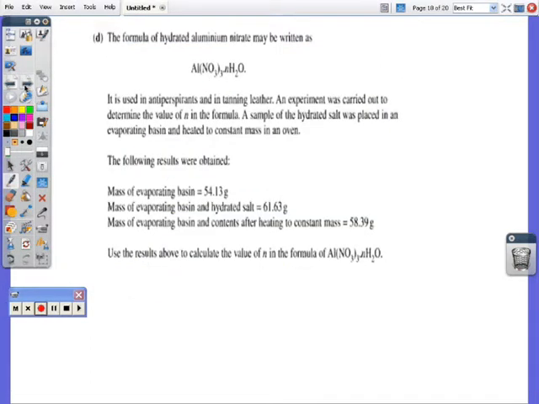Okay, this is another one about working out water of crystallization. So again, if you pause the video, I will do it and you can come back and check it. You look at the data very, very carefully on this video before you attempt it. Okay, right, I will do it now. You pause please and go and have a go at it.